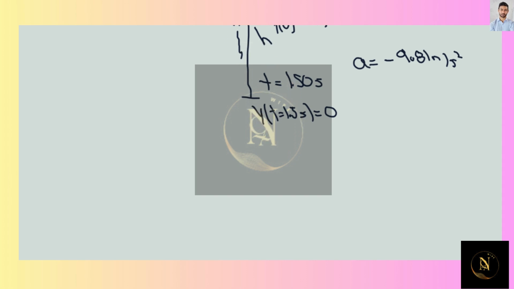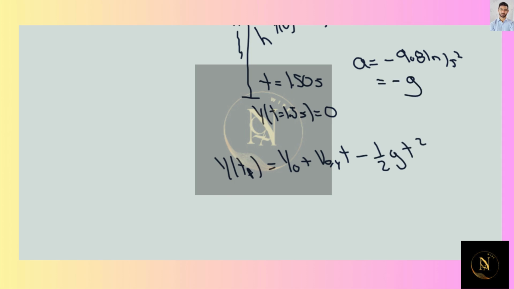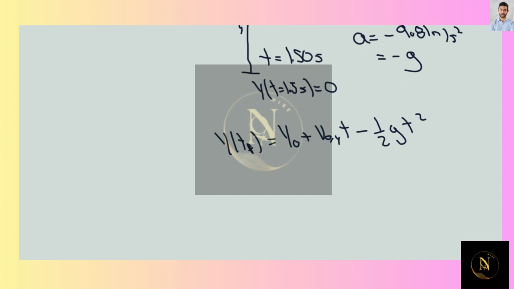So the equation of motion is going to be equal to y as a function of time. In this case, the final position is going to be equal to y0 plus initial velocity on y times t minus 1/2 of g t squared. Remember that this acceleration would be minus g.